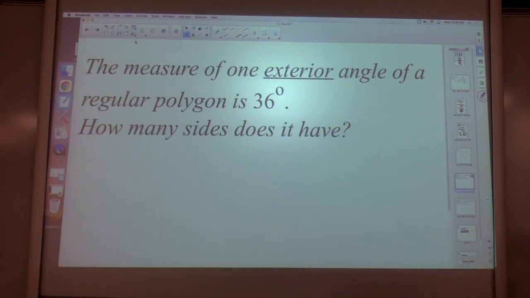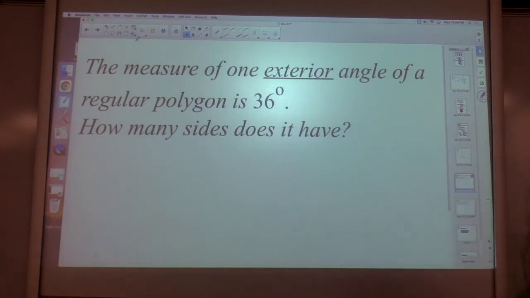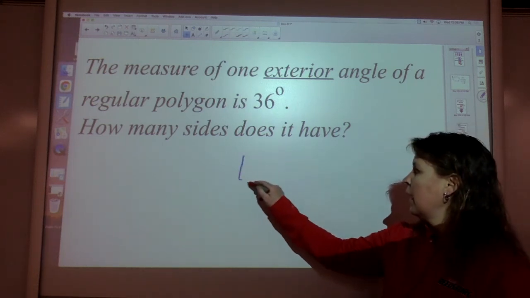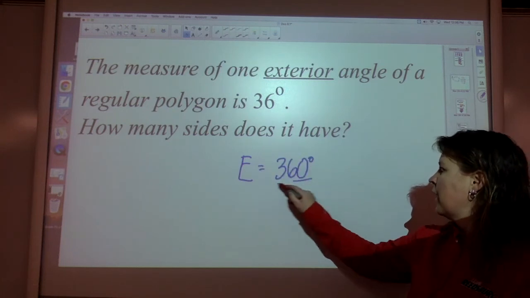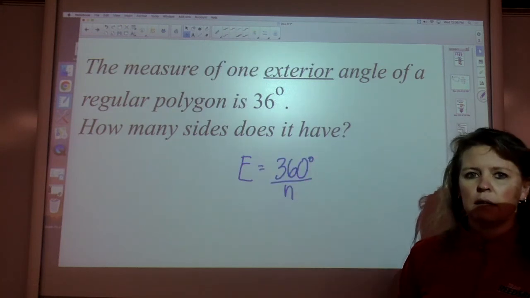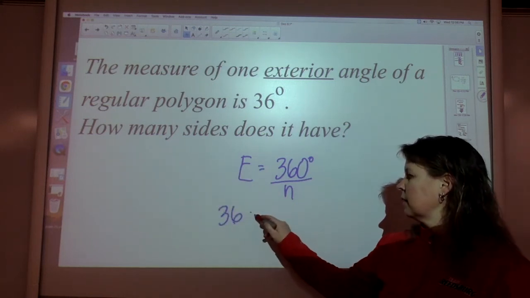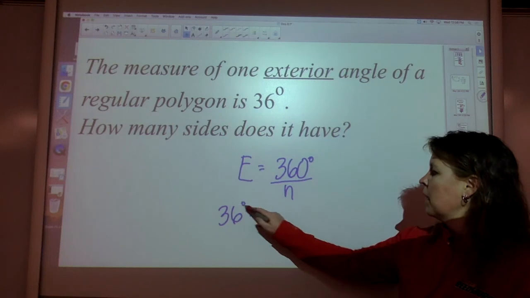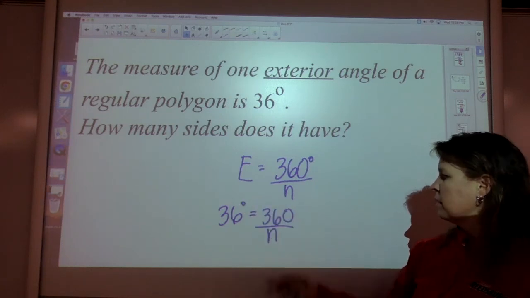In here it tells us the measure of one exterior angle of a regular polygon is 36 degrees. How many sides does it have? So you're going to take the formula for one exterior angle, which is 360 degrees divided by number of sides, and just say, all right, I already know the answer to this. It's 36. That's the whole idea behind algebra, is that we know the answer. We just have to come up with the piece of the problem.